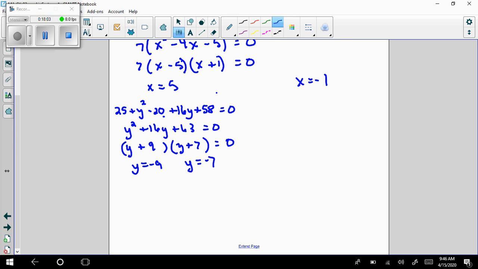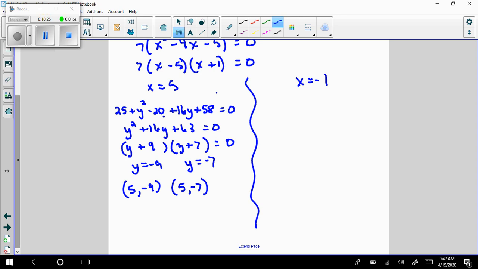So for this one, I get two solutions just for this side. I get 5, -9, and 5, -7. For this one, I could have 2 points of intersection if the other side doesn't work. More than likely, I'm going to have 3 or 4 total.